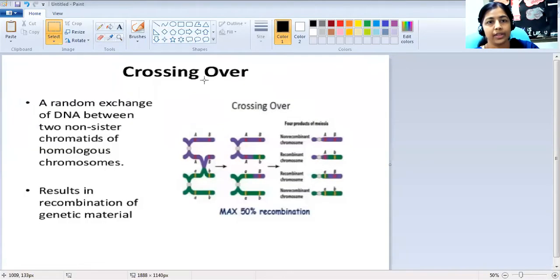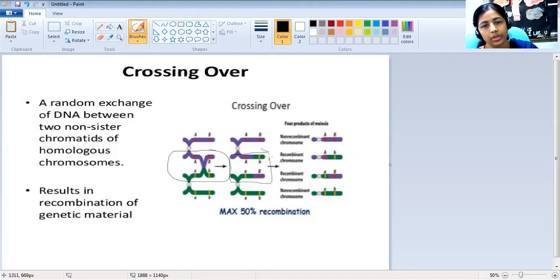Which results in the formation. Let's see. So here you can see the crossing over. It's a random exchange of DNA between the chromatids. Okay. And the result is the combination of the genetic material. So here you can see the different combinations have been formed. So here the pairing has taken place, and at this point, it is between the two non-sister chromatids of the homologous chromosomes, which results in the combination of new genetic material, right? That means there is a 50% combination of the material, right? Okay.